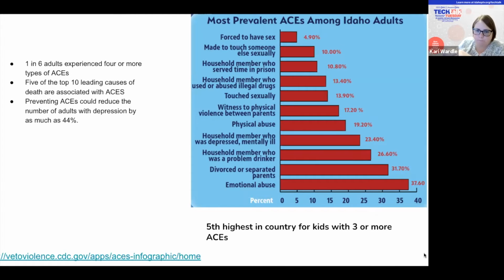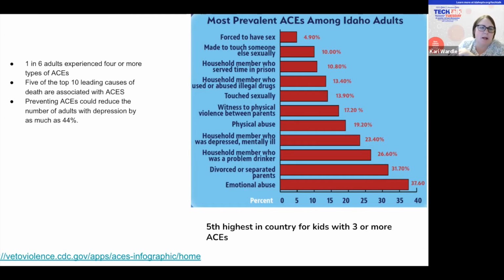About 37% of adults that were surveyed said that they had suffered from emotional abuse. On a national level, 1 in 6 adults have experienced 4 or more types of ACEs. And we look at 4 or more because 4 is that kind of magic number. All of them affect you, but 4 is that number where now you can live 20 years longer, and you start having all those other health problems. 5 of the top 10 leading causes of death are also associated with ACEs. And I thought that was yet another just staggering statistic.